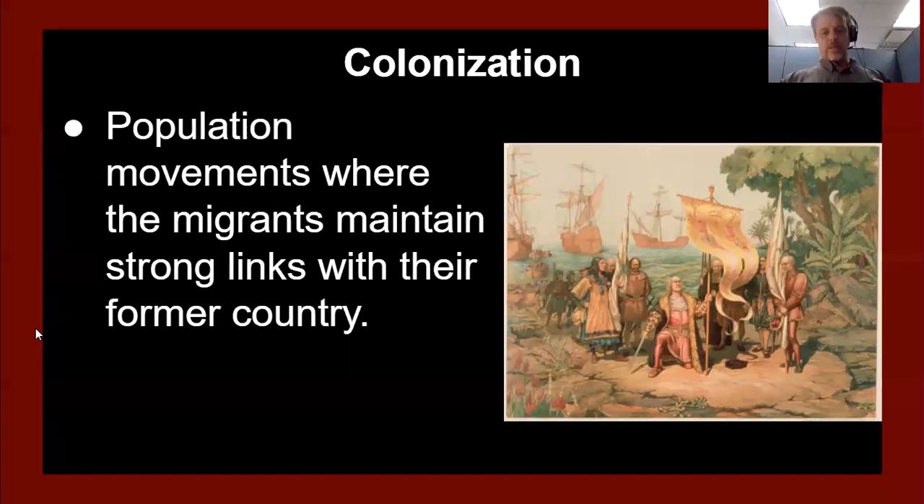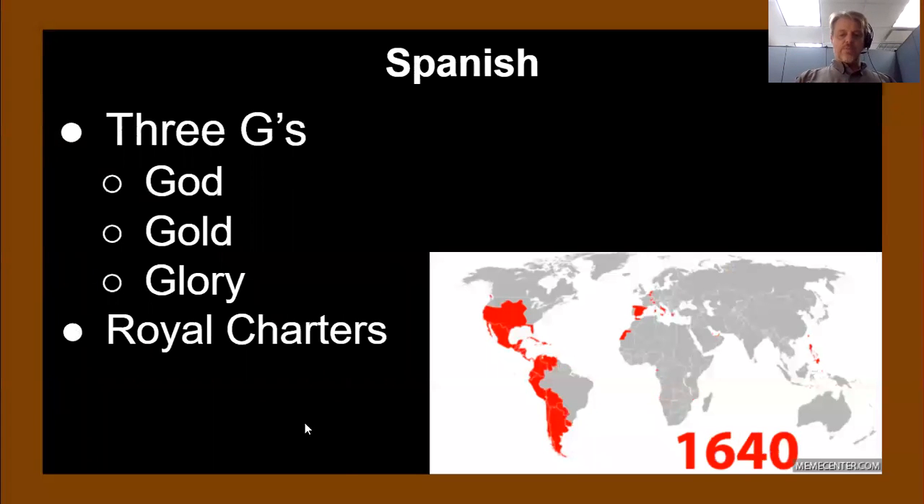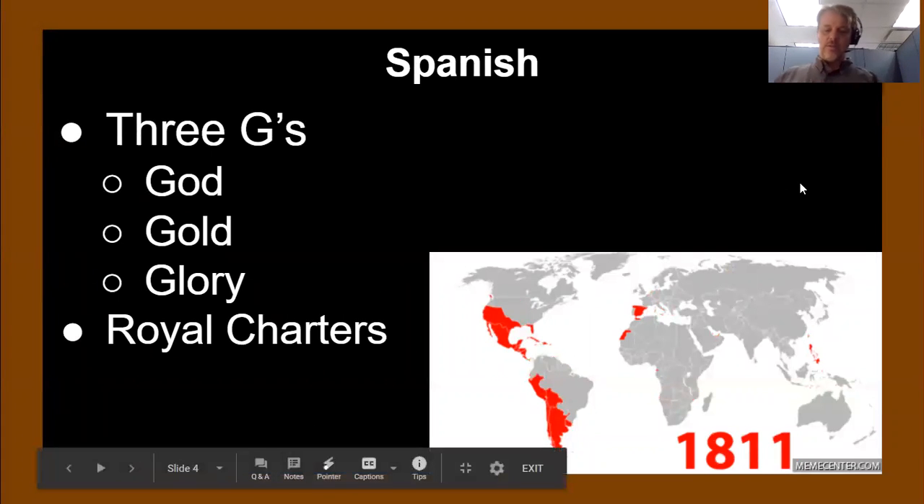So anyway, moving on. Colonization, we defined this before, I think, as population movements where the migrants maintain strong links with their former country. So it's not just human migration around the world, right? This is certain portions of the population moving from here to somewhere else, but they're keeping the customs, the laws, even the forms of government of their homeland, of the place that they came from.